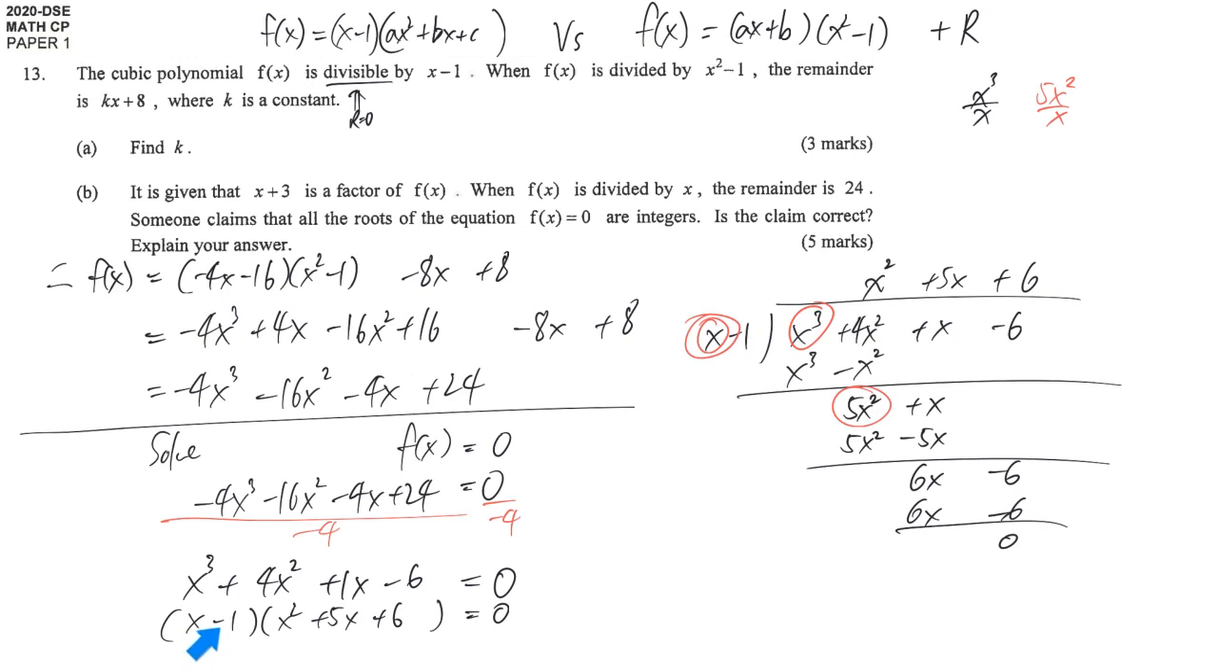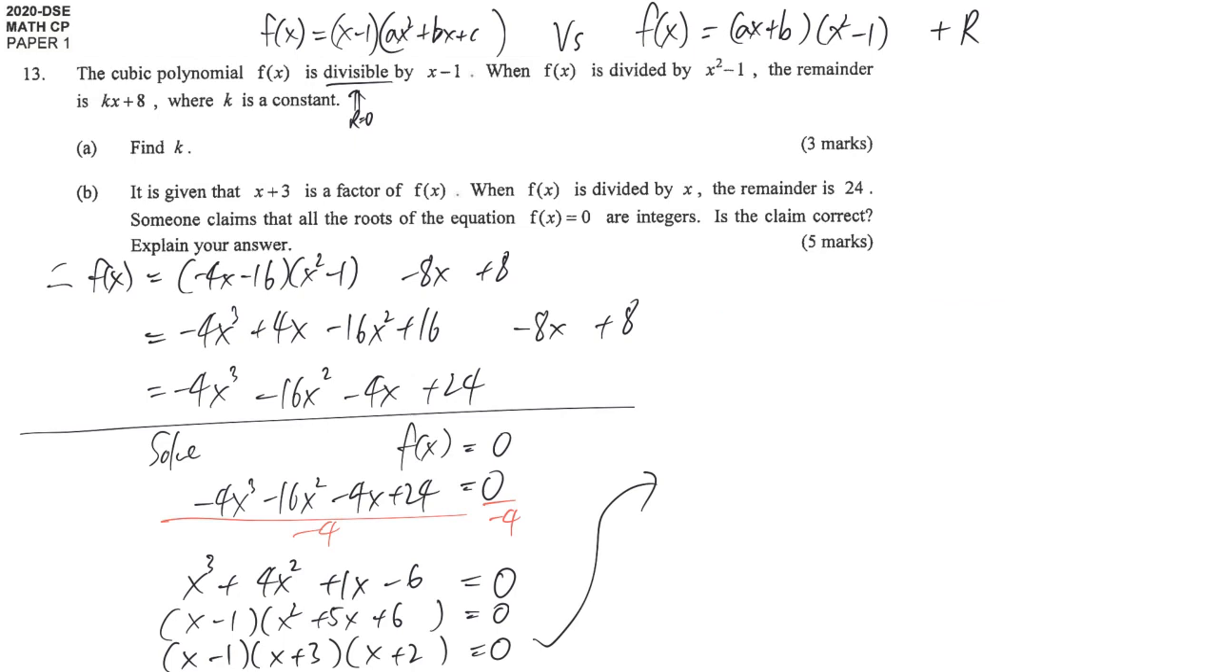You may say this is 0 or this is 0 and then use a calculator, or you may further factorize this quadratic expression. They give you one hint already. X plus 3 is also a factor. So this is x plus 3. Then by the cross method, this is x plus 2. By the zero product rule, something times something times something equal to 0. That means at least one of these factors is equal to 0.